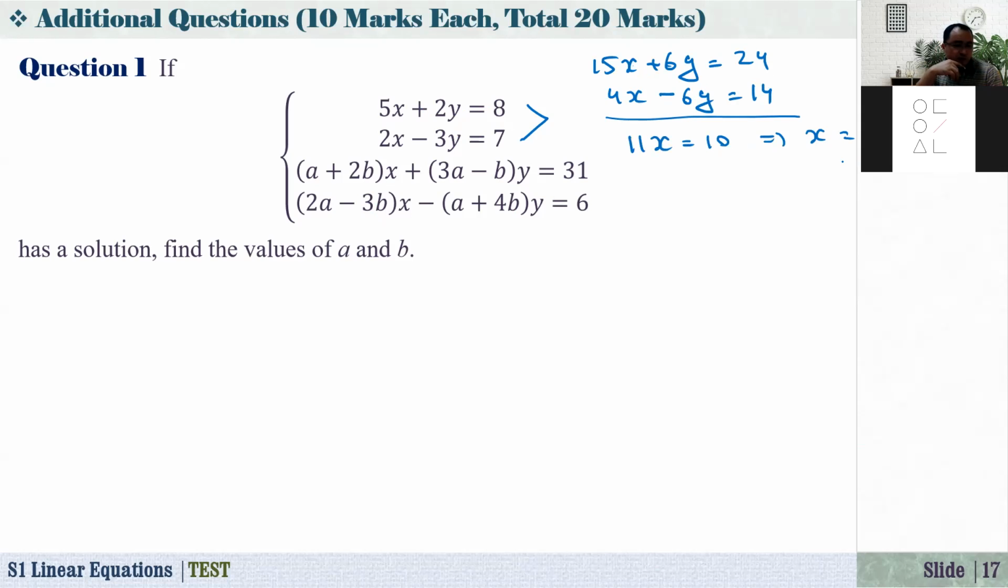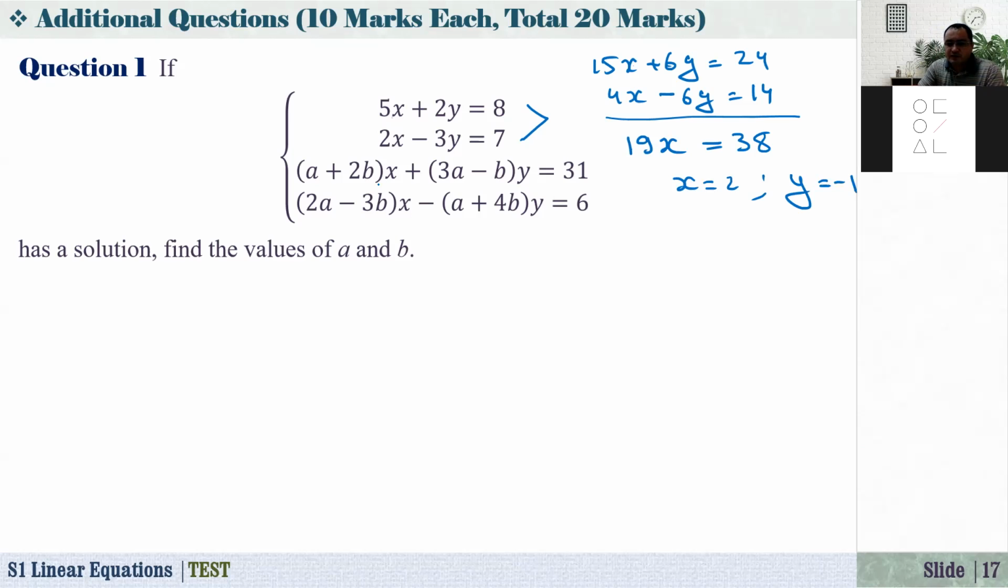Sorry, let me redo this. 5x plus 2y equals 8, 2x minus 3y equals 7. The first multiplied by 3, 15x plus 6y equals 24. The second multiplied by 2, 4x minus 6y equals 14. So we are adding here, sorry. 15 plus 4, 19x, it is 38, and 24 plus 14, it is 38. So x equals 2. If x equals 2, it is 10, 8 minus 10 is minus 2. So y is equal to minus 1.